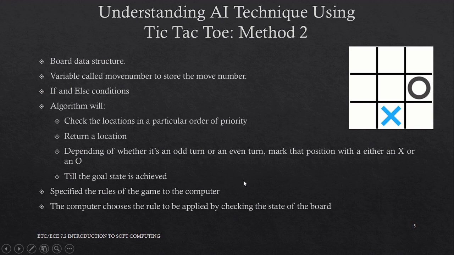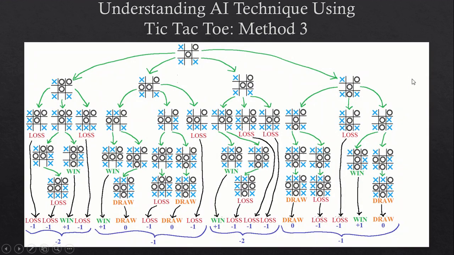Now consider a third method. In this method, to decide the next move, the algorithm looks ahead at the board positions that result from each possible move. It decides which position is the best and makes the move that leads to that position. At this point, I'd like you to pause the video for a minute or two, go through the game screenshot that is drawn and understand the method that is proposed.